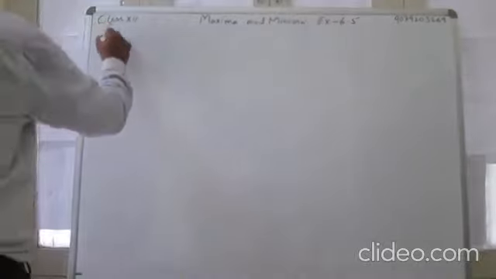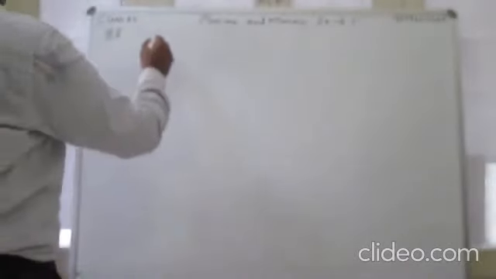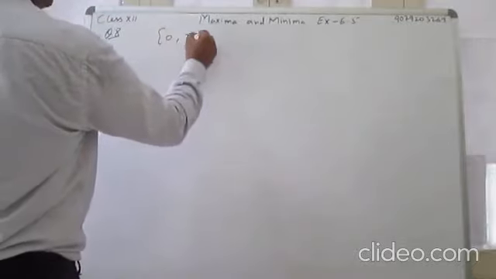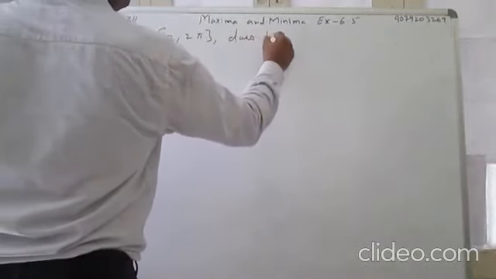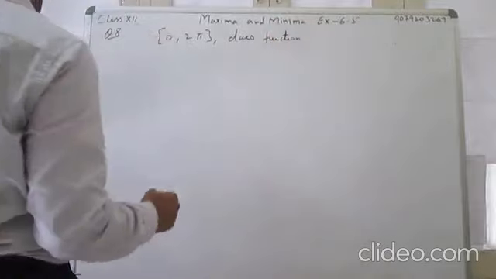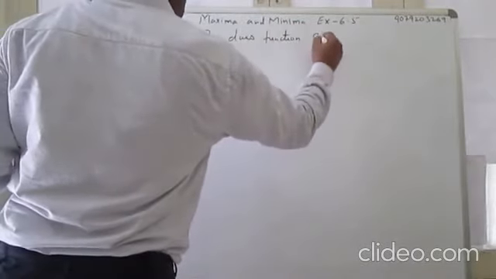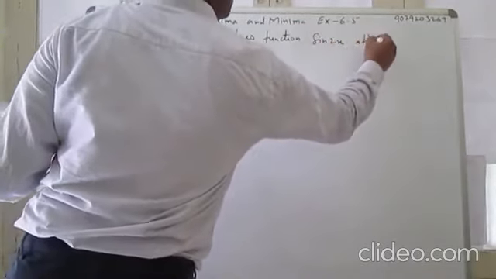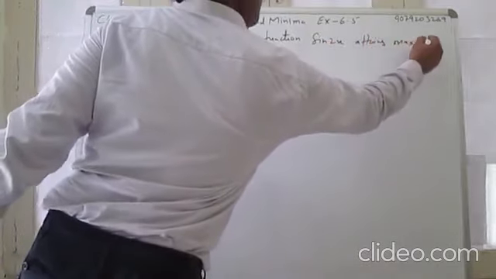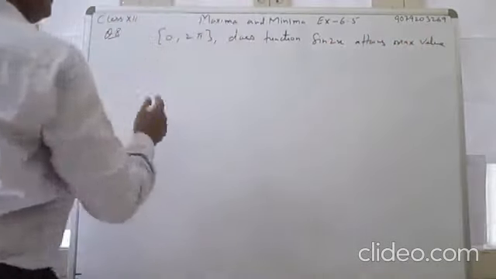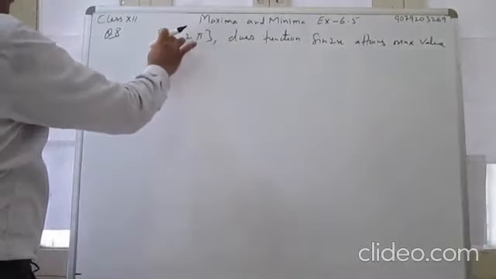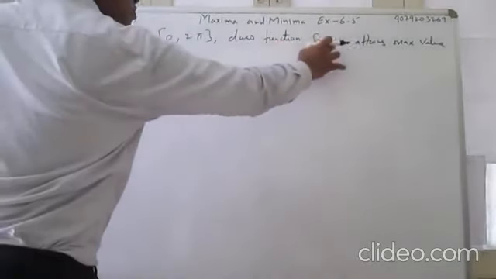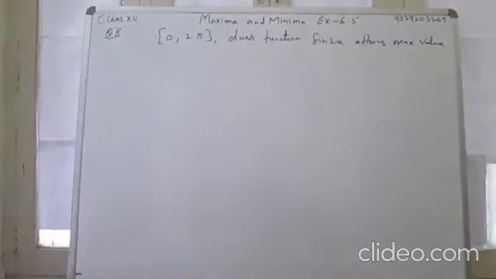Question 8. At what points in the interval [0, 2 pi] does the function sin 2x attain its maximum value? In this interval there are other points. Check at which point sin 2x attains the maximum value.